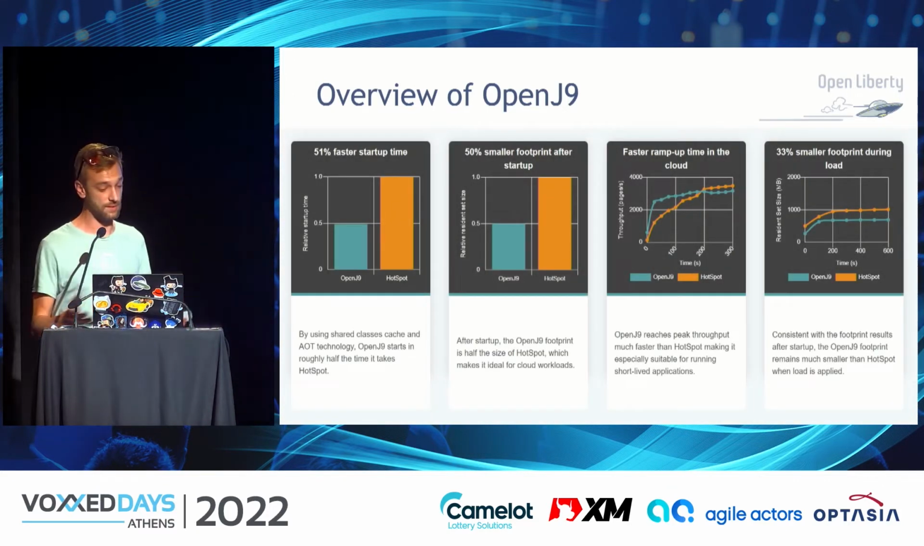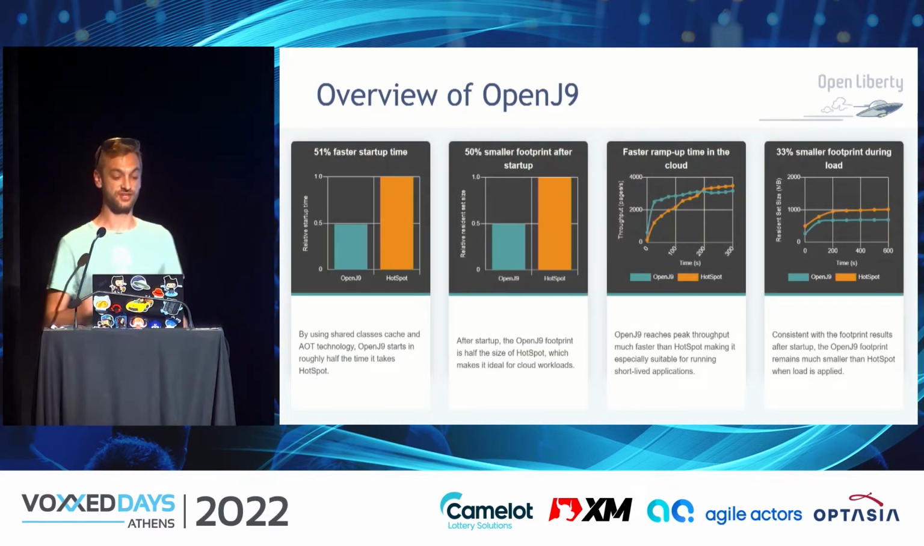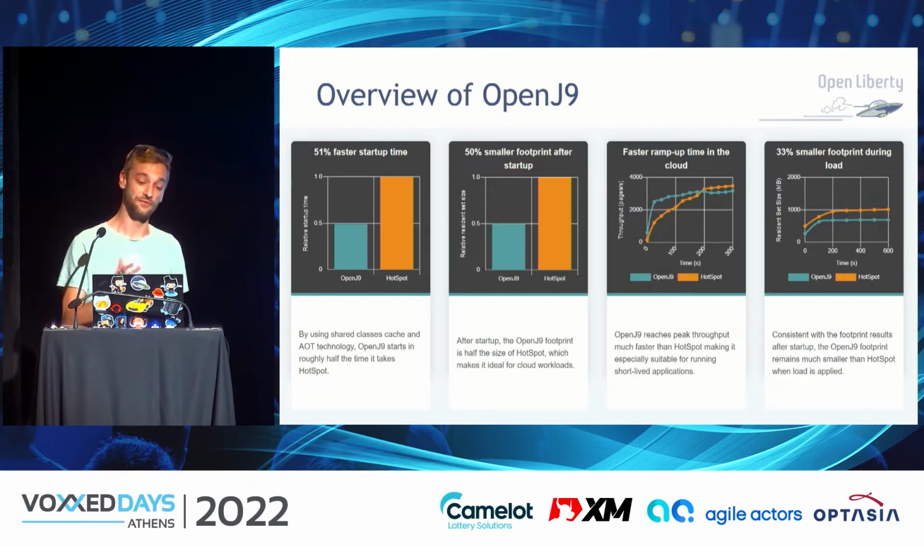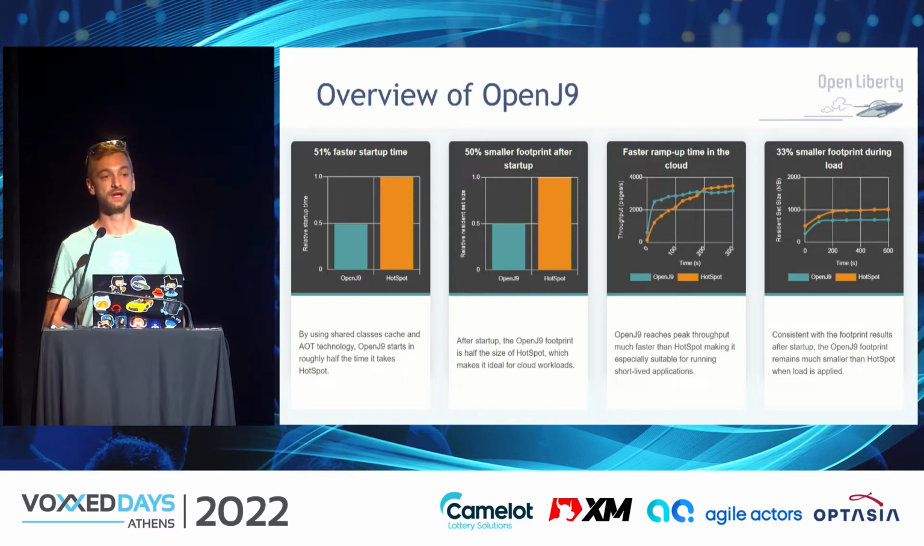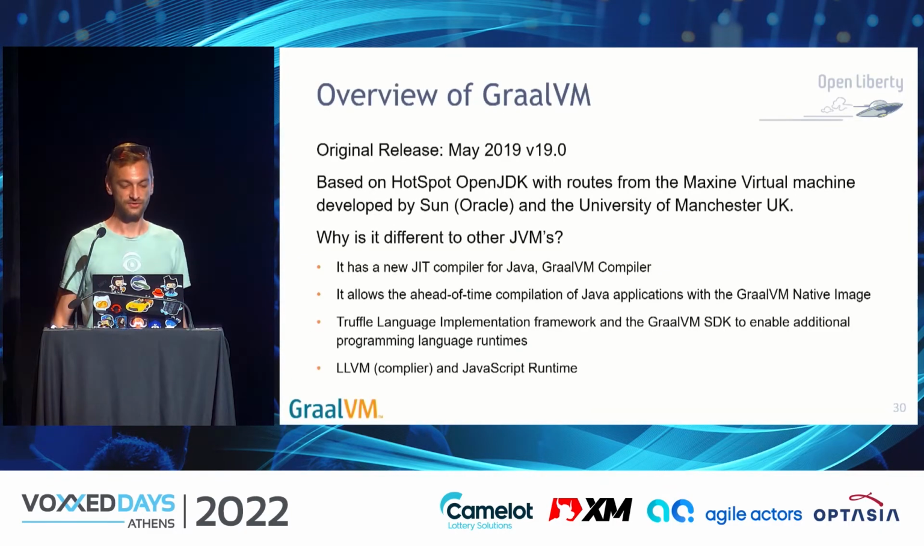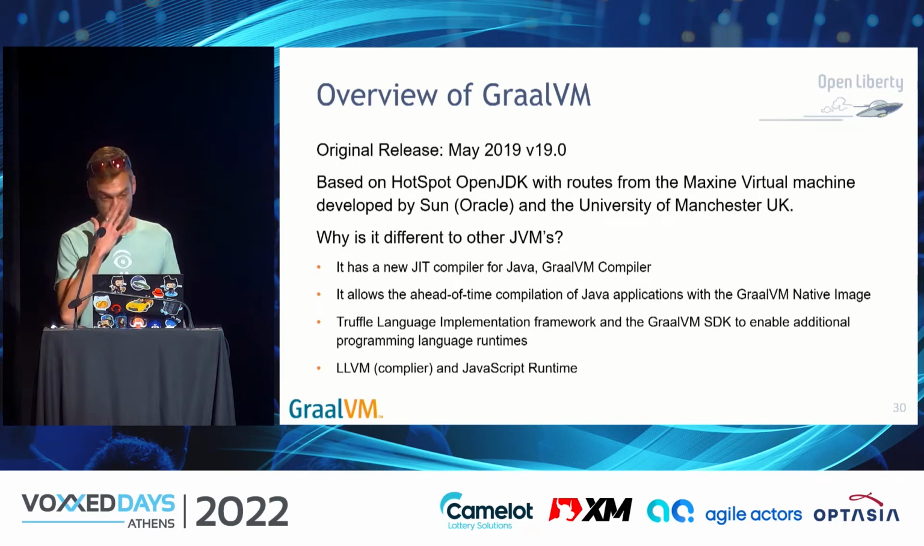Here are some stats from the OpenJ9 website, comparing it to HotSpot. As you can see, it has nearly half the startup time and nearly half the footprint of the HotSpot JVM. The ramp-up time is much faster, and that's very important because the time it takes our application to start up is pretty much wasted resources. It also has a smaller footprint on load. We want our JVMs to be as performant as possible when under load, and that's what the OpenJ9 JVM tries to do.